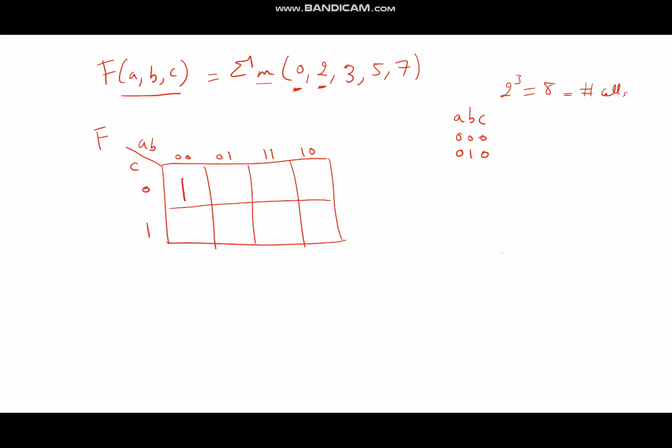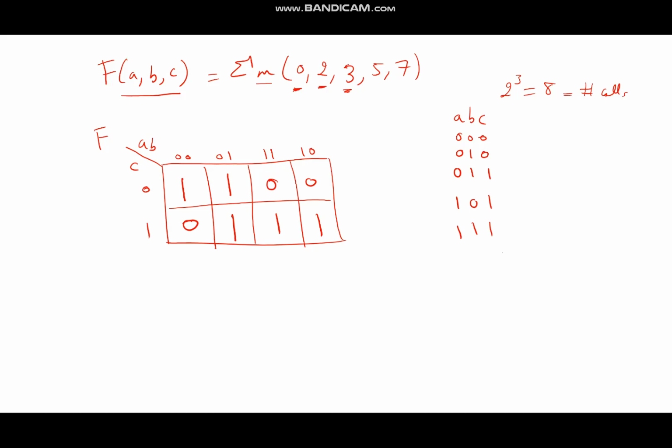Next one is 2, so it's 0, 1, 0. And we'll enter it in the 0, 1, 0 cell. And we do the same with 3. We write it out in binary, and then we enter it into the appropriate cell. And then the next minterm is 5, which is 101, so we'll enter it in cell 101. And then the last one is 7, which is 111, we'll enter it in cell 111. And then we'll fill the rest of the map with zeros.